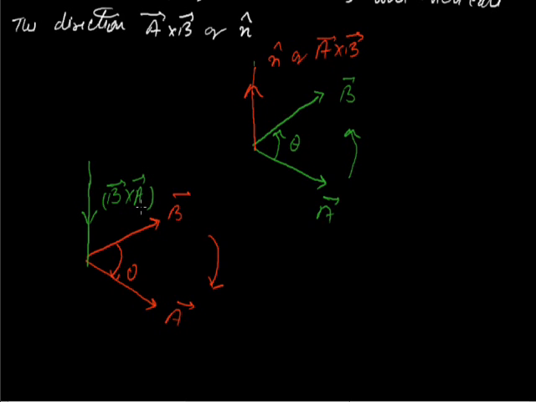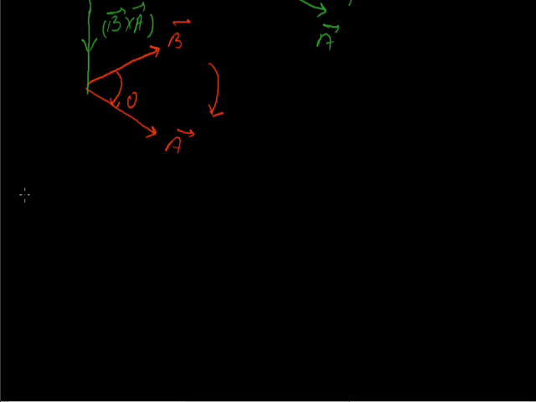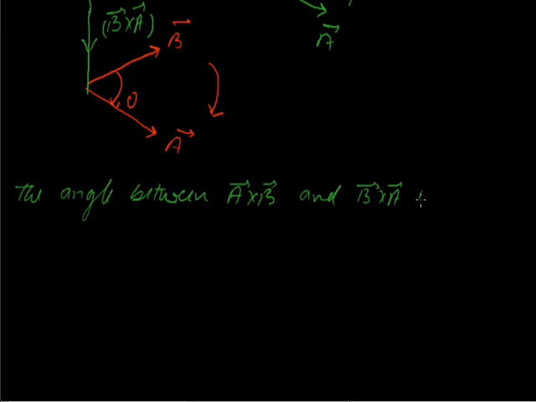A cross B and B cross A are anti-parallel. The angle between A cross B and B cross A is 180 degrees. They are anti-parallel. Means this one is B cross A and this one is A cross B.